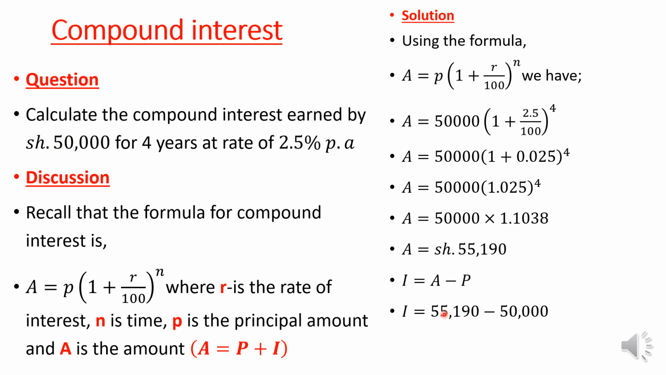we are going to have 55,190 minus 50,000, and that gives you 5,190. That therefore becomes the compound interest that will be earned after a period of 4 years at a rate of 2.5% from 50,000.